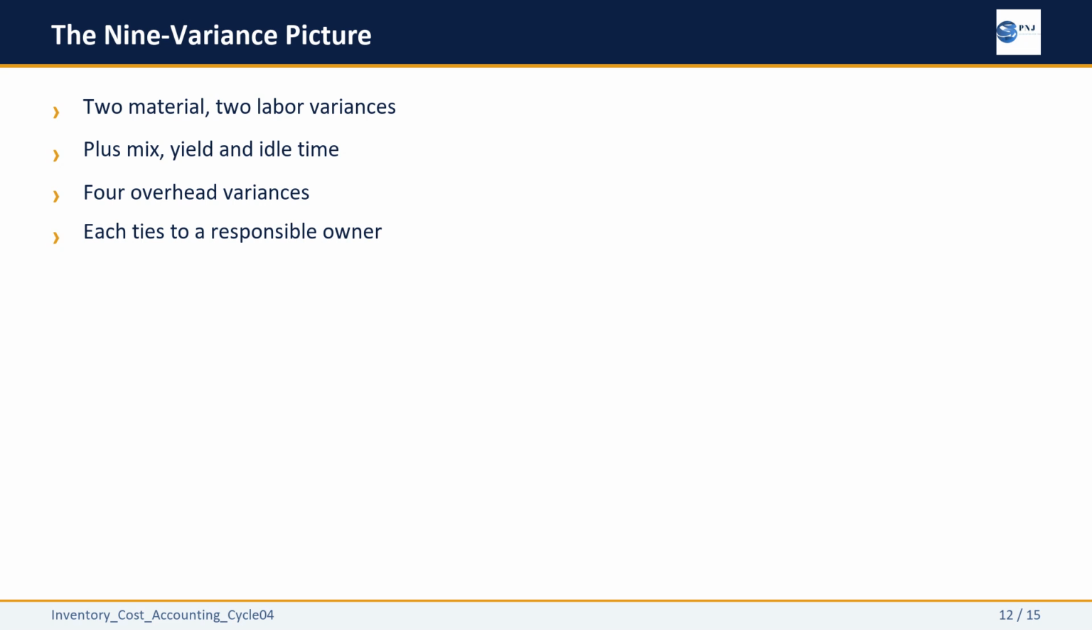Step back and see the whole map. Materials give you price and usage, with mix and yield splitting usage further. Labor gives you rate and efficiency, with idle time carved out of efficiency. Overhead gives you four: variable spending, variable efficiency, fixed spending, and fixed volume.